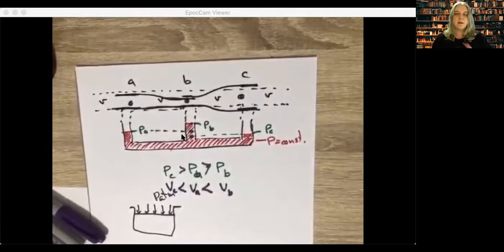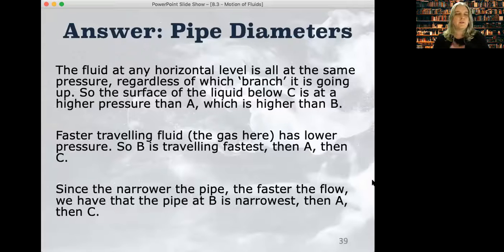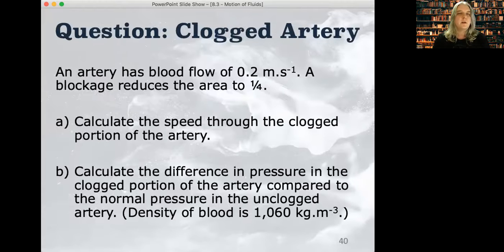So we're actually bringing in our static fluid pressure discussion with that liquid, and then bringing in our dynamic fluid discussion with the shape of the pipe and what that does to the velocity and therefore the pressure. So a nice question that brings in multiple parts. As usual, we've got the answer written out in the slides as well.